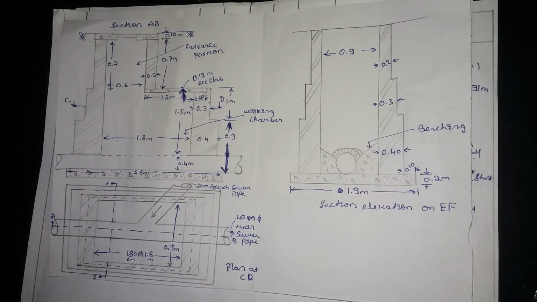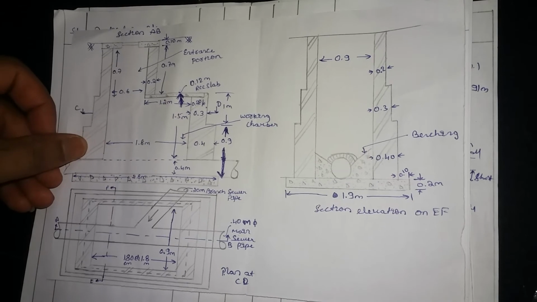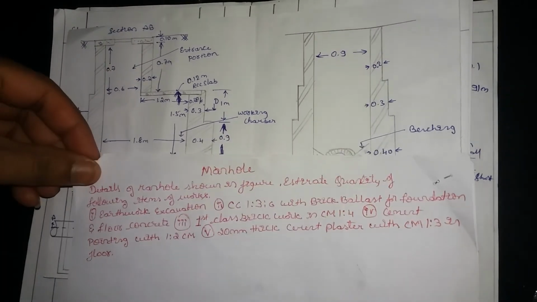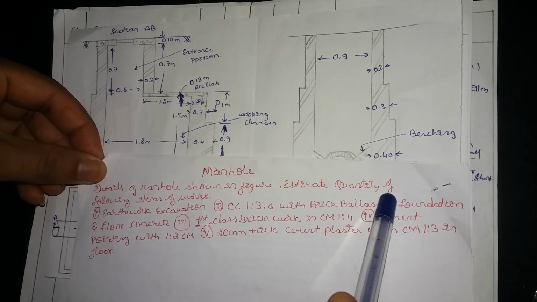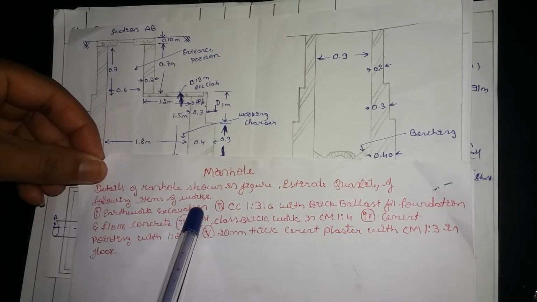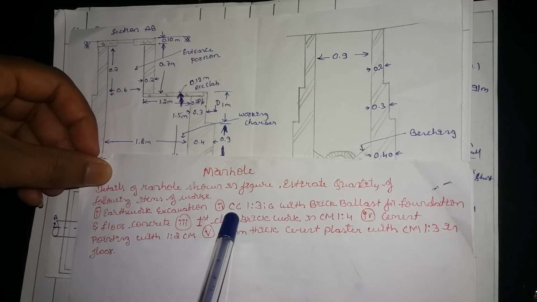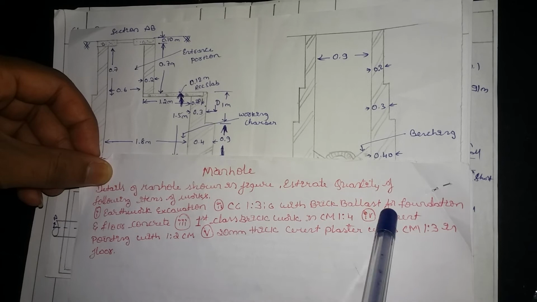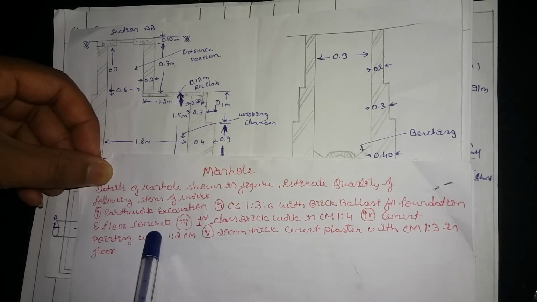Now we see what is asked in the question, what we need to find out by seeing this diagram. This is your question. The details of the manhole are shown in the figure. Estimate the quantities of the following items of work. What are those items? Earthwork excavation, that is common. CC cement concrete 1:3:6 with brick ballast for foundation and the floor concrete. Here, for the foundation along with the floor concrete, we need to estimate the quantities.